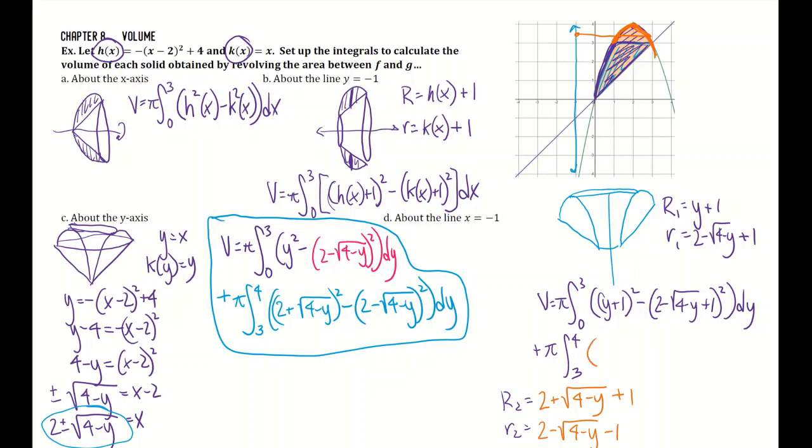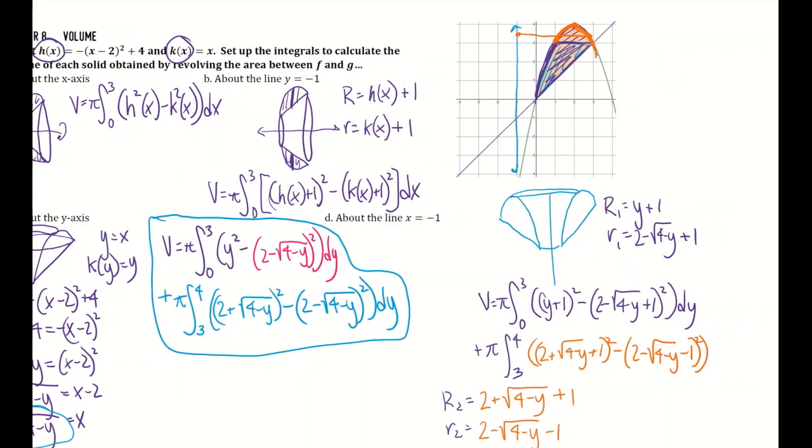And plug those into R squared minus r squared, 2 plus root 4 minus y plus 1 squared minus 2 minus root 4 minus y plus 1 squared. Again, you could have combined the 2 and the 1. I don't know why I'm not doing that. Doesn't really matter either way. And don't forget your dy at the end.